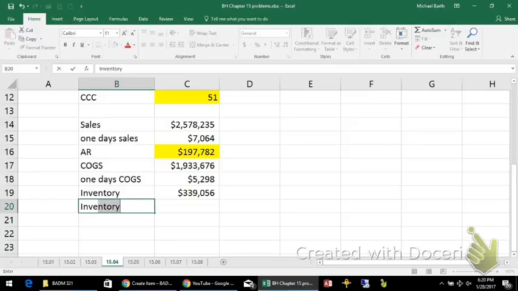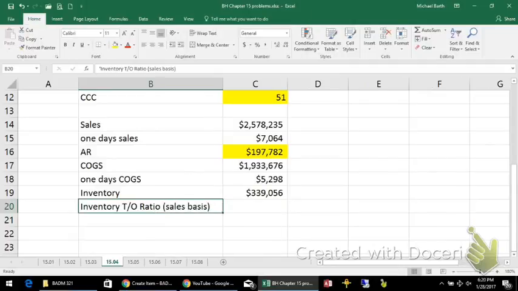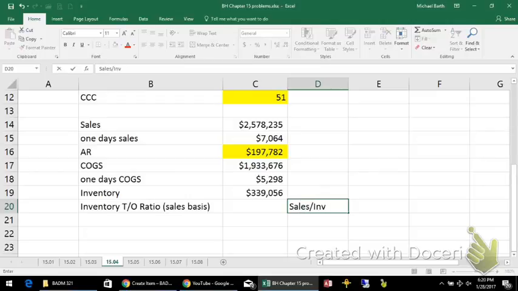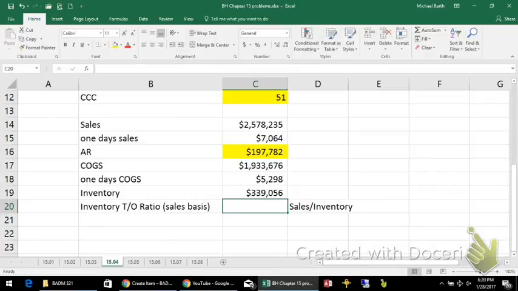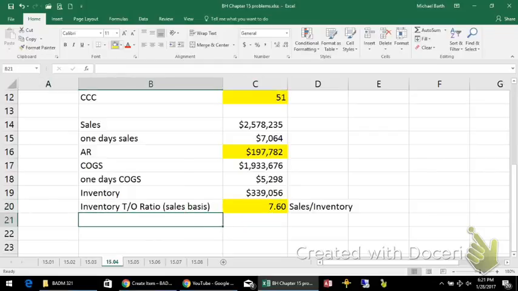Okay? Now, the problem's asking us to use sales as the numerator to calculate the inventory turnover. So inventory turnover ratio, sales basis, would be sales over inventory. Okay, that's the definition, sales over inventory. So I know that sales are given and the inventory is calculated. That's about 7.6 times.